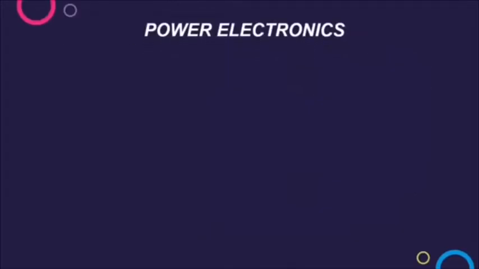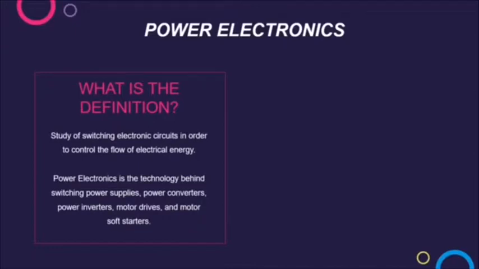So I'm going to brief a little bit more about power electronics. This is the definition. Power electronics is basically a study of switching electronic circuits in order to control the flow of electrical energy. Power electronics is the technology behind switching power supplies, power converters, power inverters, motor drives, and motor soft starters.